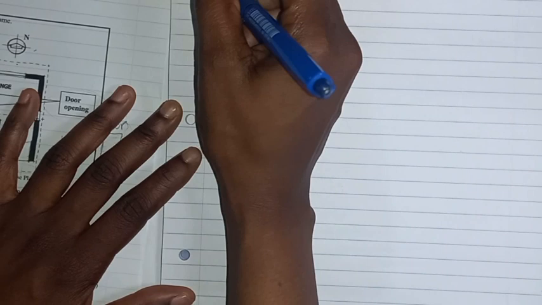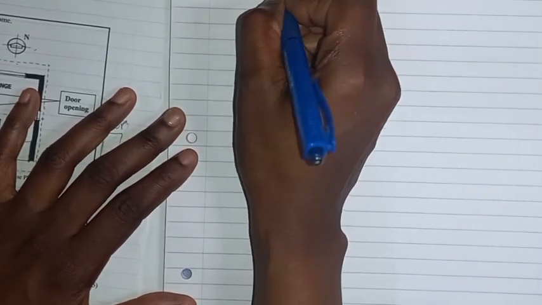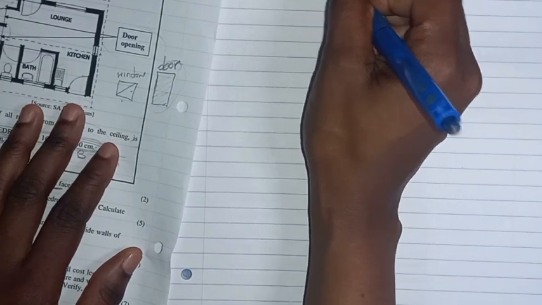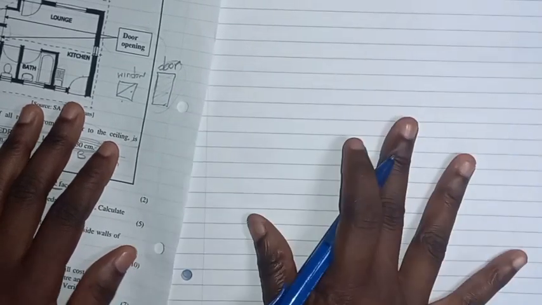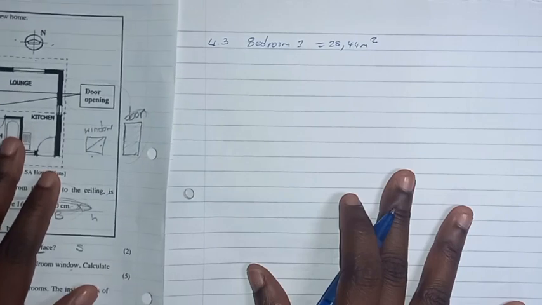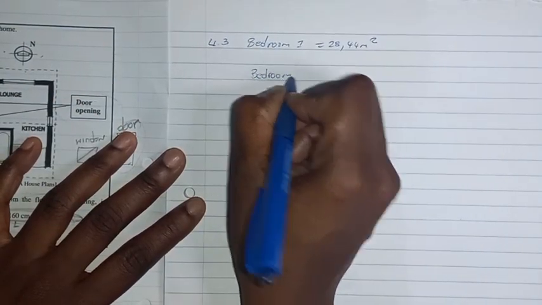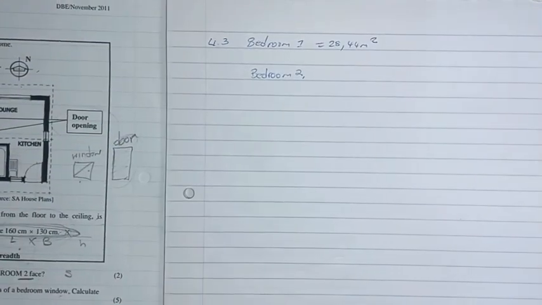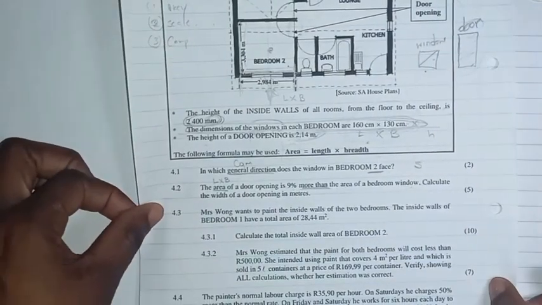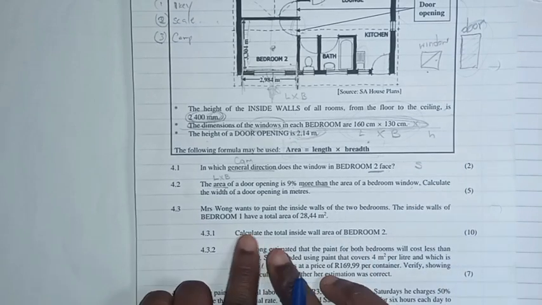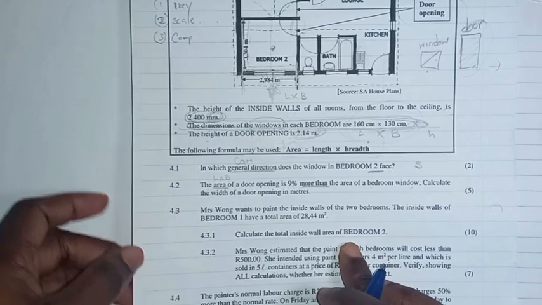So let's just calculate bedroom 1. So we are on 4.3, right? So 4.3, bedroom 1. We are given the area. They said the area is equal to 28.44 meters squared. So that's sorted. And then if we take a look at bedroom 2, so I'm going to do everything step by step because there's a lot that needs to be done.